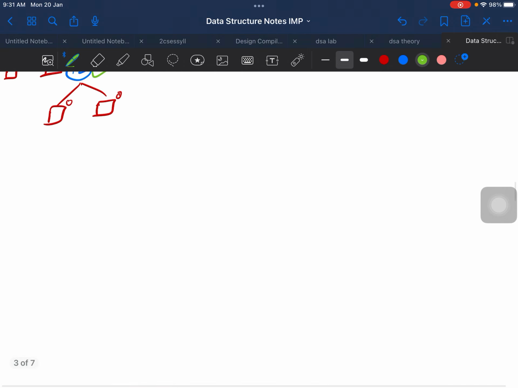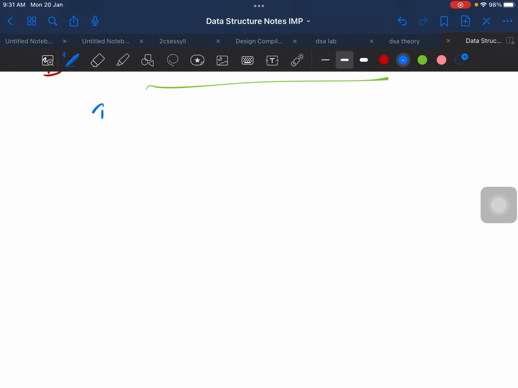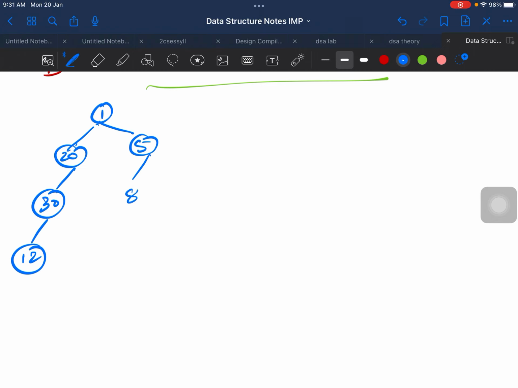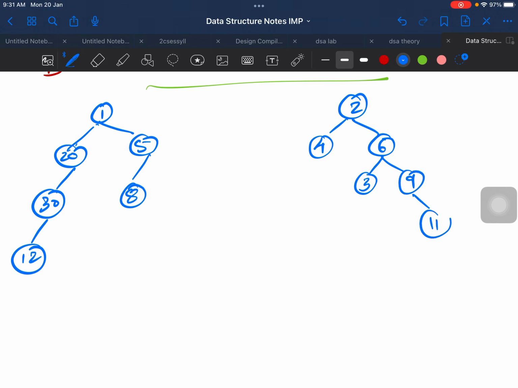Okay, so guys, one more example I am taking here. I am drawing two trees. You have to tell me which tree is a leftist tree. Okay, so here, this is your model question paper example. 120, then 30, then 12, then here 8. Okay, this is one example, the one tree. Second tree is 4, 6, 3, 9 and 11.